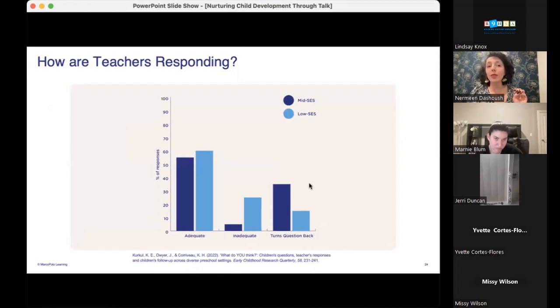In fact, the way the teachers are responding could be one of the variables. So one research study that we did at Boston University showed that some teachers were giving children an adequate answer to their questions, and some teachers were giving an inadequate response to their questions. And look at the difference between mid SES and low SES. And inadequate really means they sometimes ignore the child.